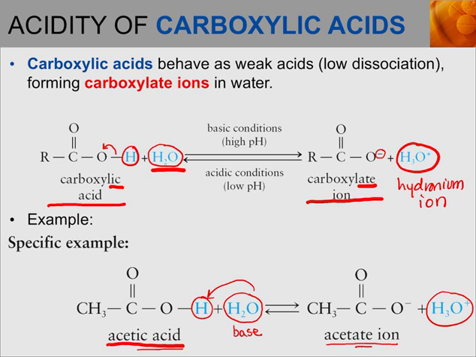Also notice that there are two arrows going forward and backward on both of these examples. Those are equilibrium arrows. That tells us that depending on the pH of the solution, so how acidic or basic it is, we could go towards the products or towards the reactants. So we can kind of go back and forth.